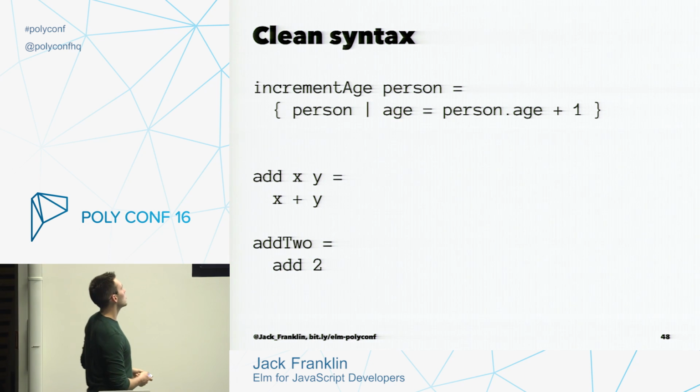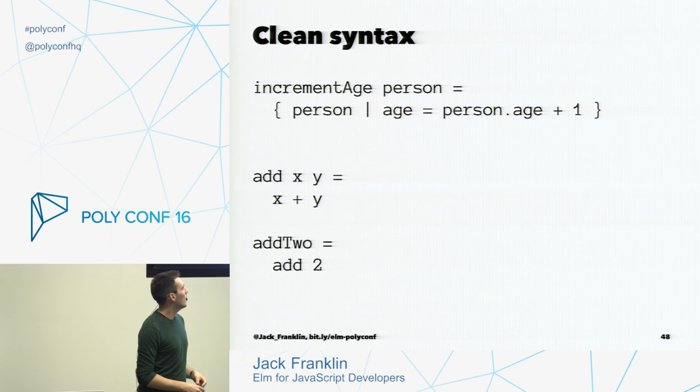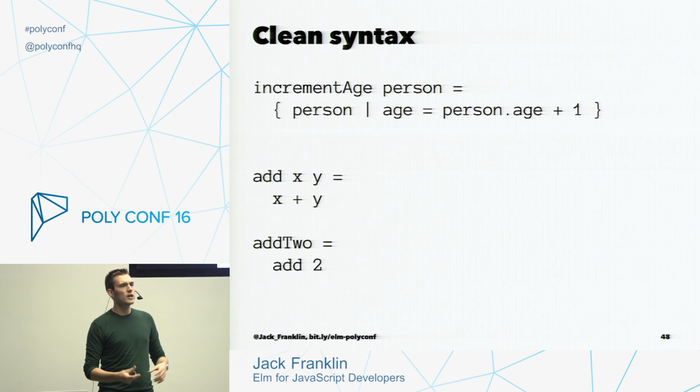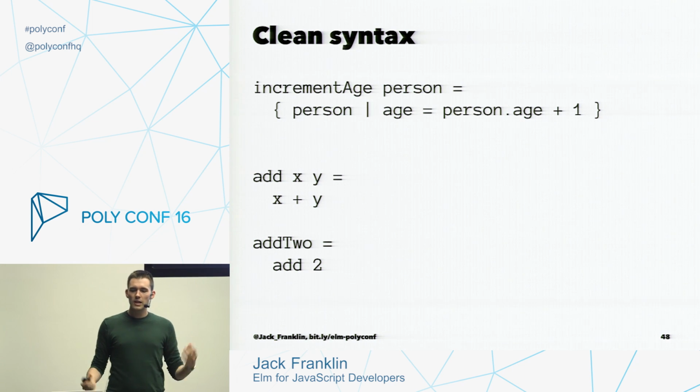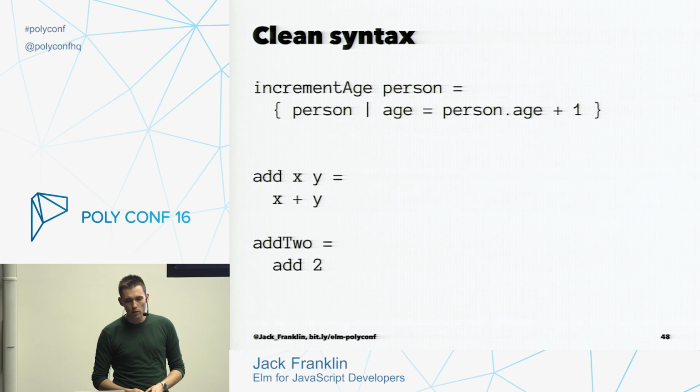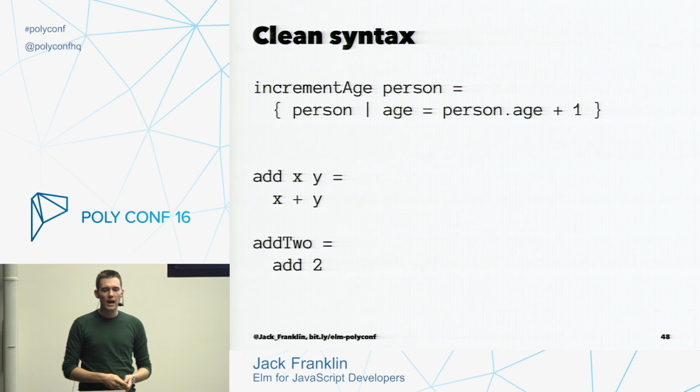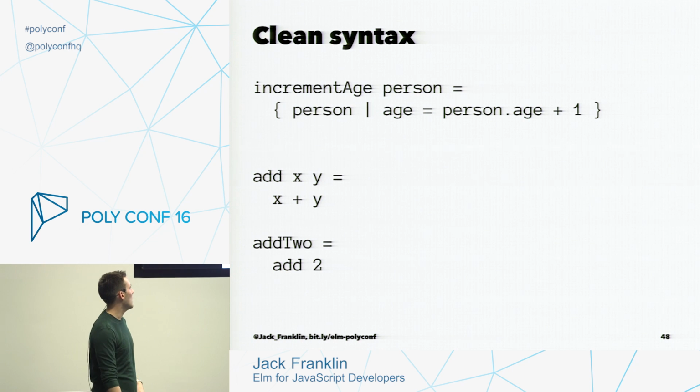The top function there, incrementAge, takes in a person. In JavaScript, a person would be called an object, but in Elm we call them records, and it updates the person's age property by 1. And then we define a function add, and again we use partial application to create add2.